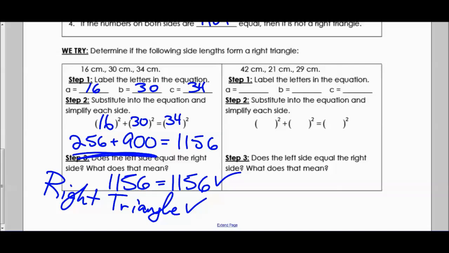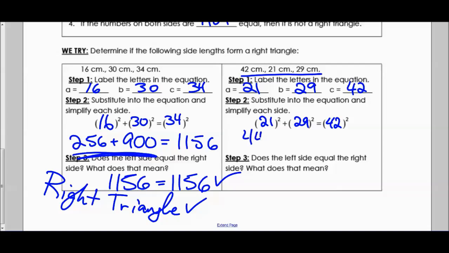We're going to do the same thing on the next one. This one we've got to be careful. The biggest side has to be C. So we're going to reorder these three sides. 42 is our C. 21 I'm going to put as our shortest side, A. And 29 is B. So we're going to do 21 squared plus 29 squared, and hopefully that'll equal 42 squared. If not, then it's not a right triangle.